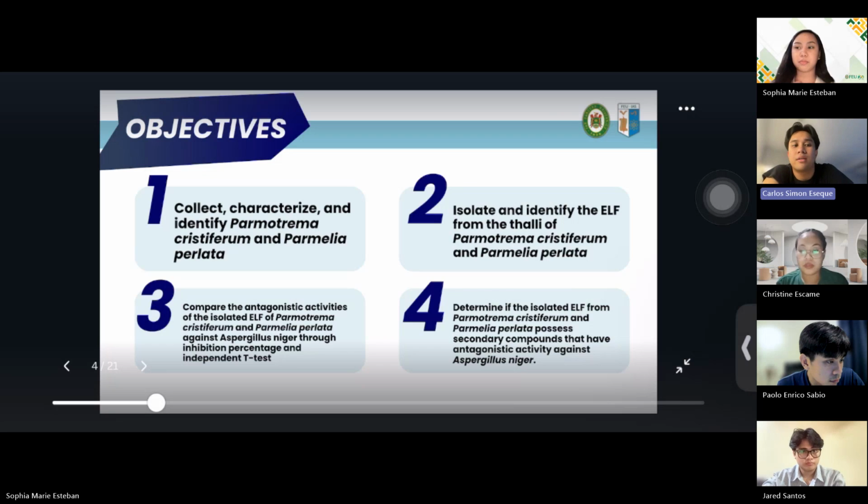For our objectives, first is to collect, characterize and identify Parmotrema and Parmelia, and isolate and identify ELF from their thalline, which will then be compared for the antagonistic activities of the isolated ELF of both of our species against Aspergillus niger through inhibition percentage and independent t-tests. And lastly, to determine if the isolated ELF from Parmotrema and Parmelia possess secondary compounds that have antagonistic activity against the fungal pathogen.